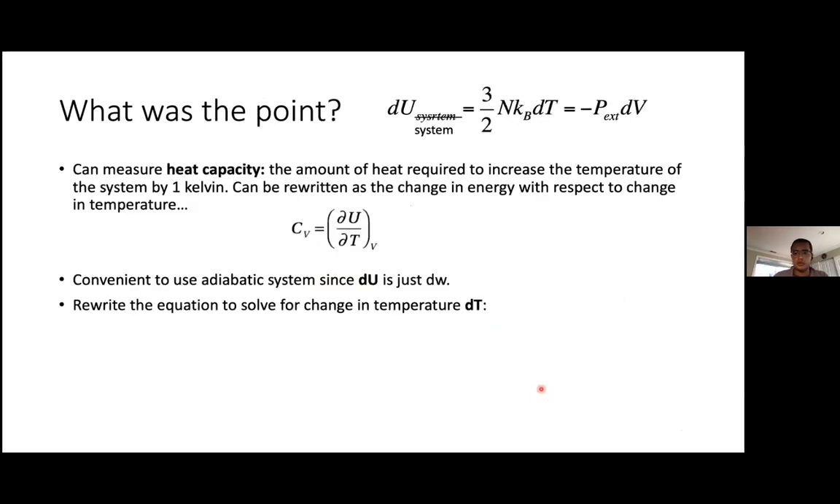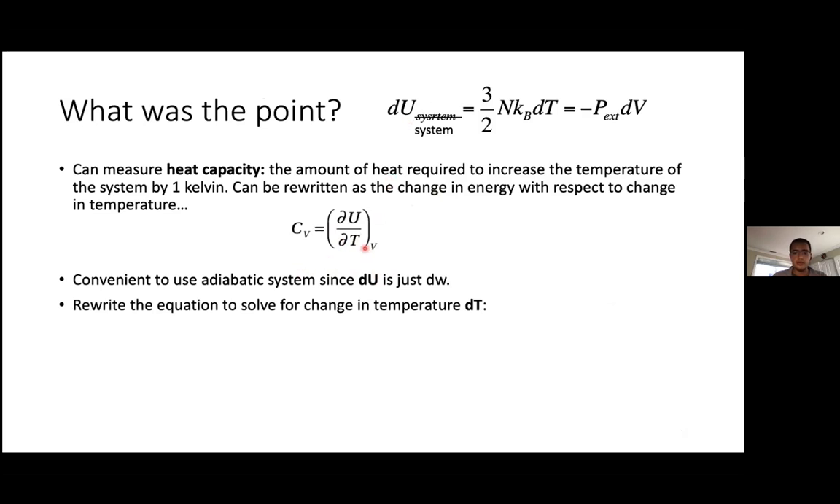So now what was the point of doing all that manipulation? Well, we can measure the heat capacity, and the heat capacity is simply the amount of heat required to increase the temperature of a system by 1 Kelvin. And this can be written as the change in energy over the change in temperature. These are partial derivatives, showing that we're assuming all this is happening at constant volume. So we're keeping V as a constant variable in this case.